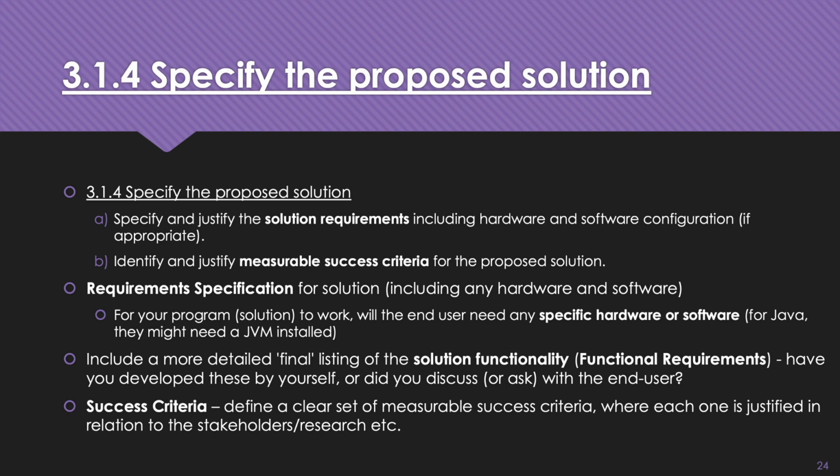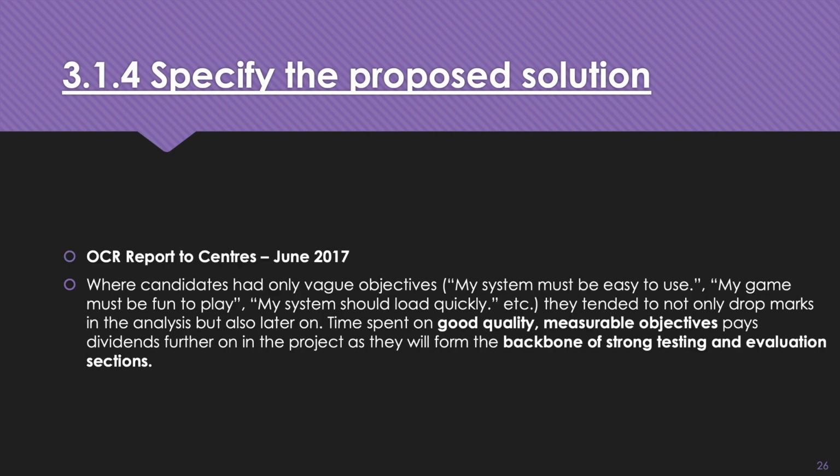Define a clear set of measurable success criteria where each one is justified in relation to the stakeholders or research that you've carried out. So, feedback from the center: reports to centers, where candidates had only vague objectives. This feedback is all about the success criteria, and there are some examples there. My system must be easy to use, my game must be fun to play, my system should load quickly, and so on. They tended to not only drop marks in the analysis, but also later on.